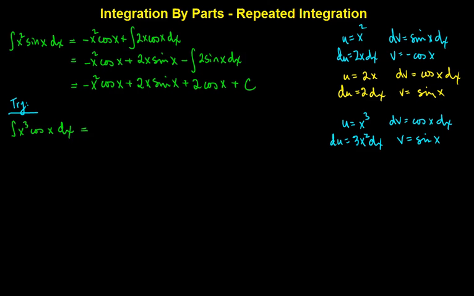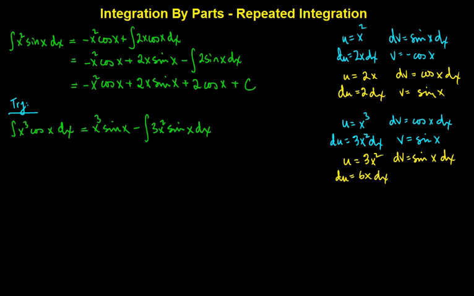We have uv, which is x cubed sine x. Then minus integral v du. v is sine, du is 3x squared dx. And so we're going to need to do integration by parts again. We have the integral 3x squared sine x dx. So u will be 3x squared. dv is going to be sine x dx. Find the differential of u. That'll be 6x dx. And the integral of dv would be negative cosine x.